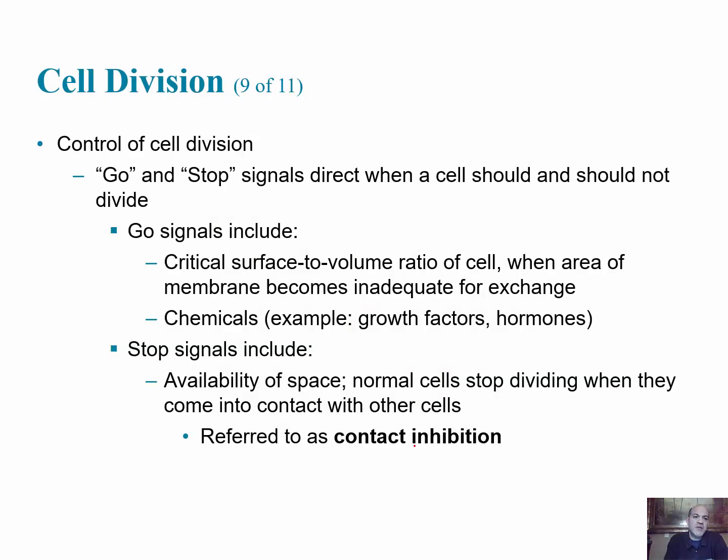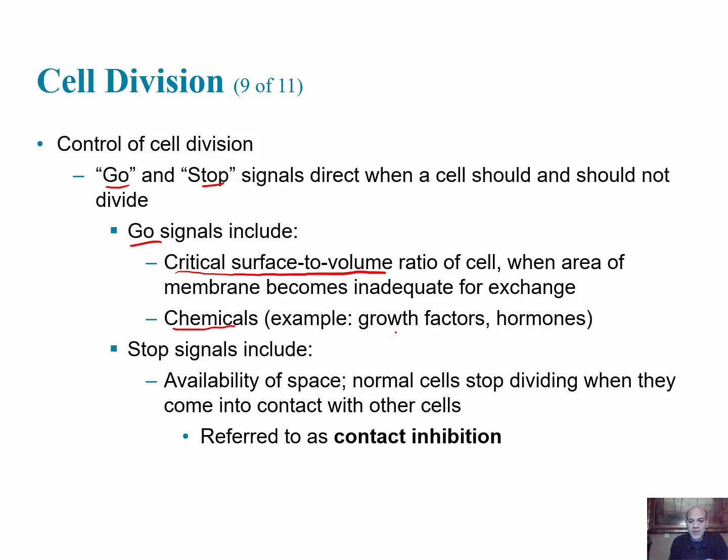Now, to be sure, there does have to be control over cell division. We can't have cells dividing constantly all the time. Otherwise, that would be like what cancer is, out of control. So there are some go and stop signals that the cell responds to, stimuli. Go signals might include the size of the cell. If the cell hits a certain critical surface area to volume ratio, then the cell's gotten too big and it's hard for it to exchange materials with its surroundings, so the cell may be stimulated to divide.